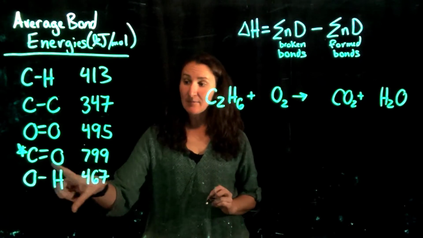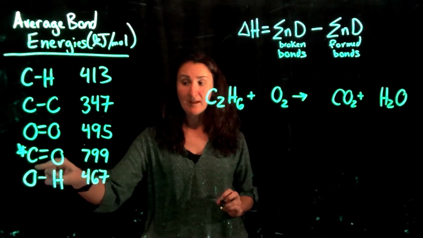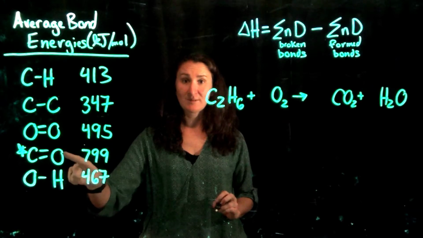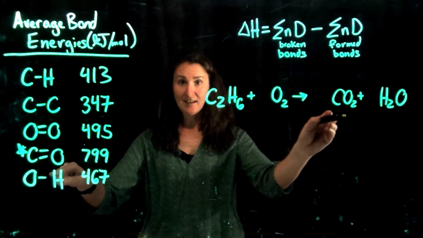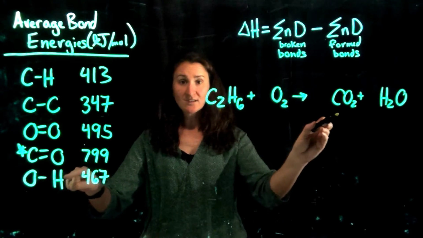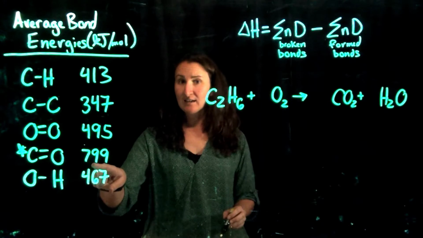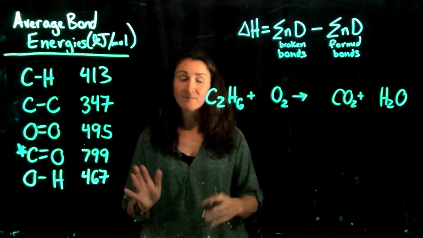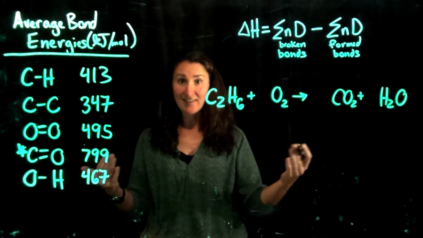And so this is our table in our textbook. And one thing that's interesting is there's an asterisk on the C double bond O. One is a C double bond O that's not in our carbon dioxide, and then one is C double bond O that is in carbon dioxide. So for this equation, we're going to use the C double bond O that goes with carbon dioxide. So it's 799, as opposed to the one without, which is 749. All right, so let's do these. So pause the video right here, balance this equation, and then come back.